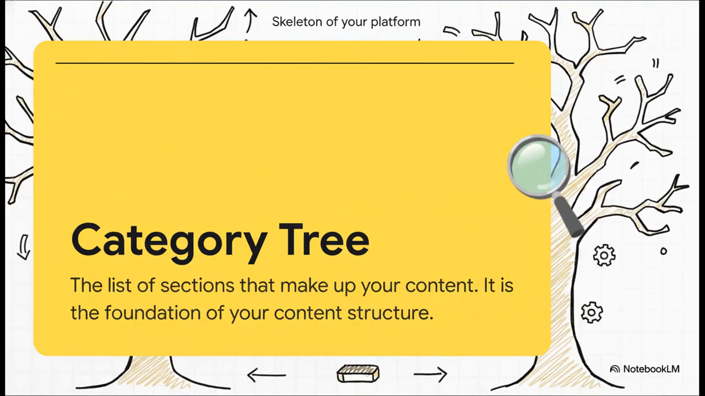So what are we even talking about here? A category tree. It's really just the list of sections for all your content. But here's a better way to think about it. It's the skeleton of your entire platform. It's the invisible structure that gives everything shape and holds it all together.